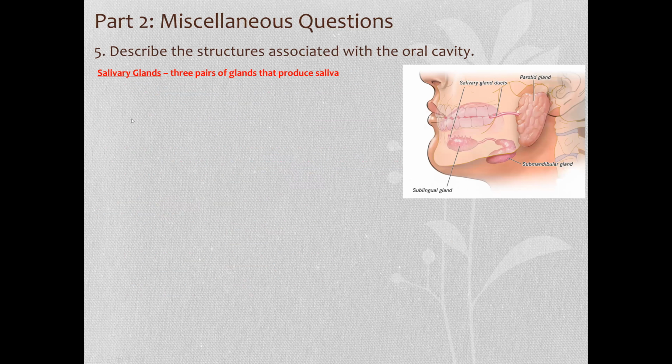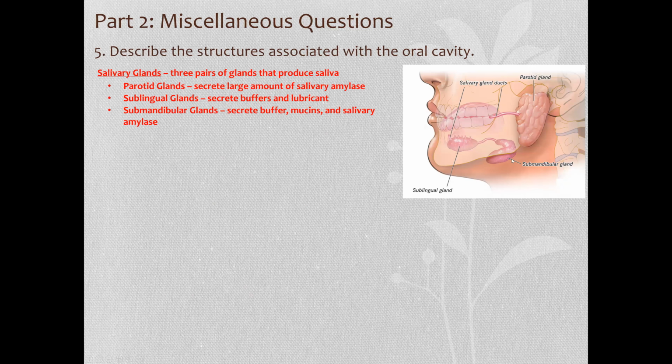The next structure are the salivary glands, and there are 3 pairs of glands that work together to produce saliva. There are the parotid glands, which secrete a large amount of salivary amylase. There are the sublingual glands, which secrete buffers and lubricant. And there is the submandibular glands, which secrete buffers, mucins, and salivary amylase.